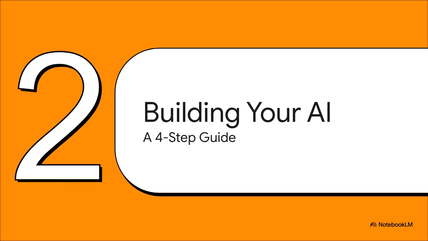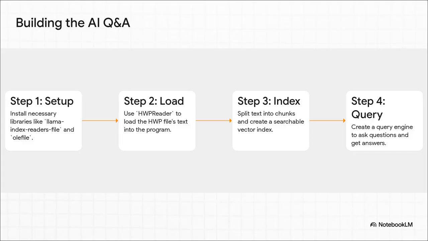And the best part is, this isn't some super complex, far-off dream. Building this AI assistant is actually a practical, four-step process that anyone can really follow. So let's just walk through the basic game plan. It all breaks down into four really logical steps. First, you've got the setup. That's just getting your tools ready. Second, you load the document using a special reader to basically pry the raw text out of that locked HWP file. Now, the third step, indexing, is where the magic really starts. We chop up text into manageable pieces so the AI can actually work with it. And finally, step 4 is query. We open a direct line of communication and start having a real conversation with our document.